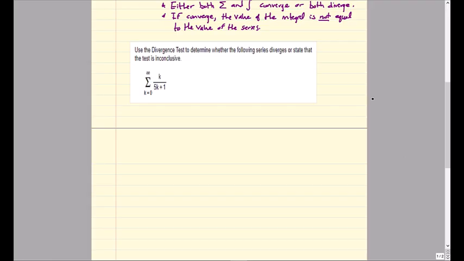So this first one, let's go ahead and look at this series, k over 5k plus 1. And what we have here is they're telling us to use the divergence test. So the divergence test, first of all, on your homework assignments and on your exam, you always need to name the test you're using. So I'm going to call this the divergence test, so I'll always write out what that is, and you should be doing that on your work as well.